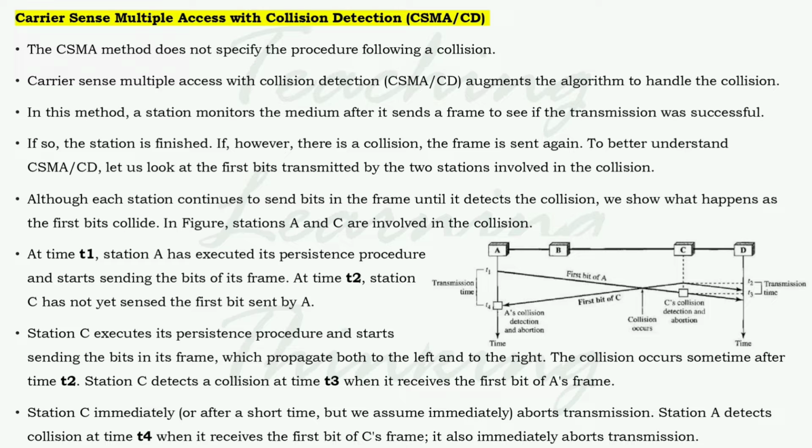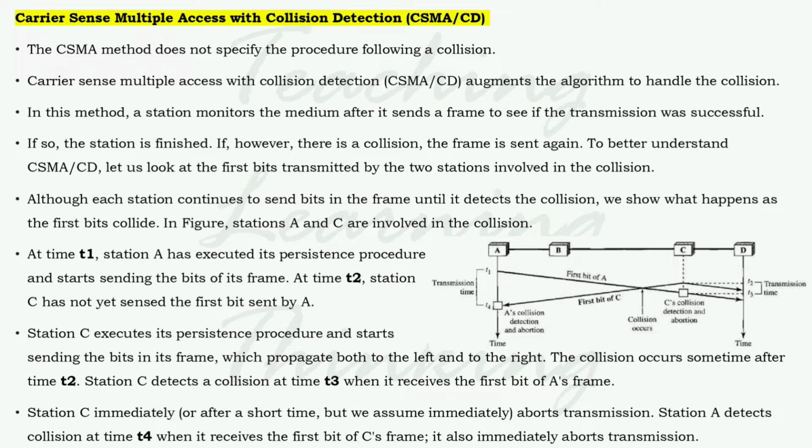To better understand CSMA CD, let us look at the first bit transmitted by the two stations involved in the collision. In the figure there are stations A, B, C and D, and T1 to T4 are the transmission times. First we send the first bit from A to D, and there is a collision. C marks collision detection and abortion. So the collision happens in the medium and the sending of that bit is aborted.